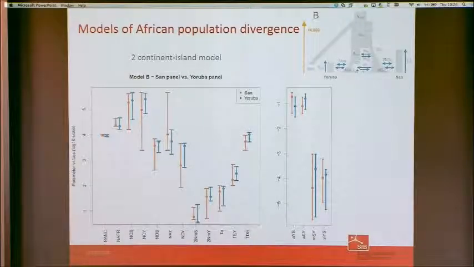But anyway, we have relatively good consistency between estimations done on one SNP panel, either the Yoruba or the San panels.